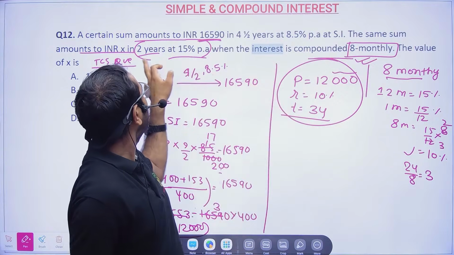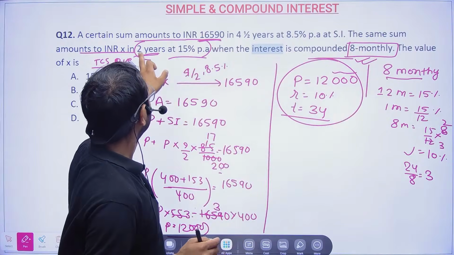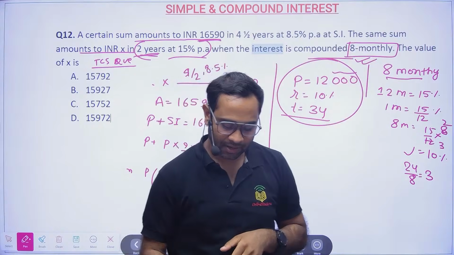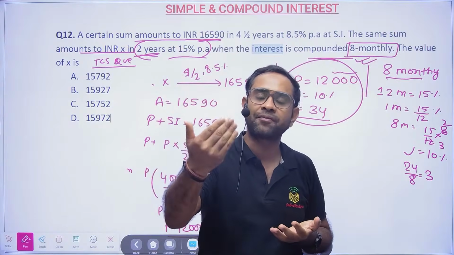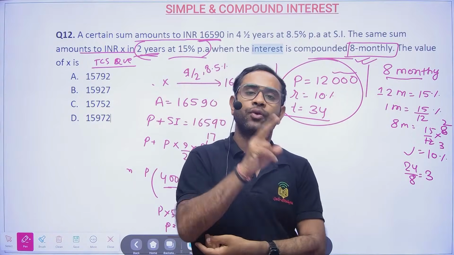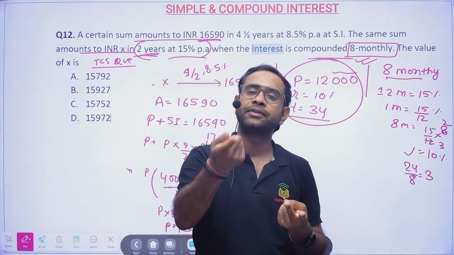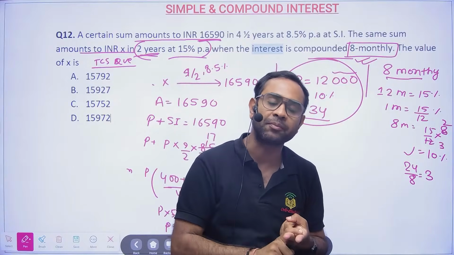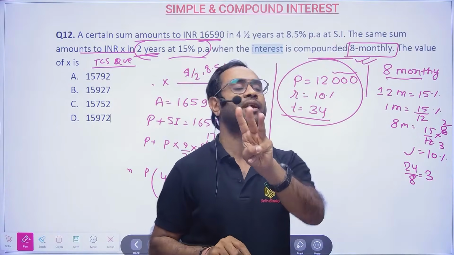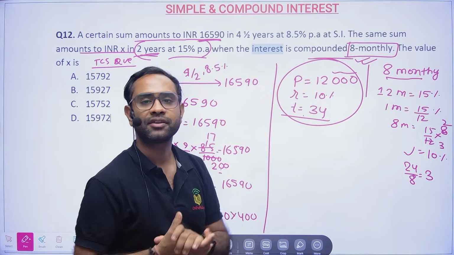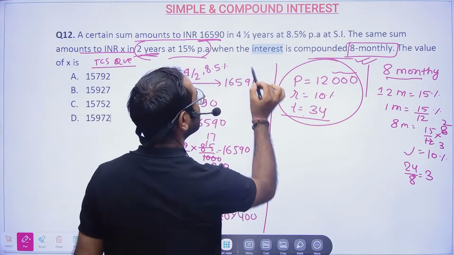And time. Now they're telling 2 years, but what is the meaning of 2 years and compounded 8 monthly? The bank is telling you, deposit money with me, I will give you interest after every 8 months. So in 2 years, 24 months, the bank will tell you first come at 8 months, then come again at 8 plus 8, 16 months, and then come at 16 plus 8, 24 months. That means you come 3 times. So this is the time. Clear? Okay.